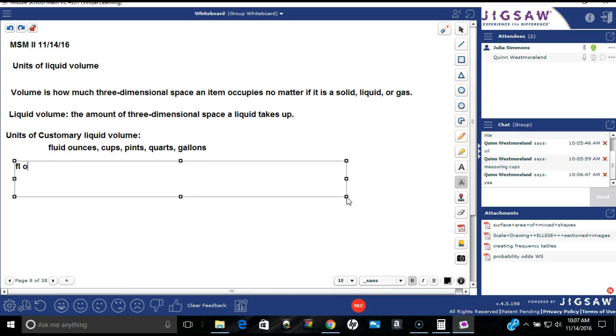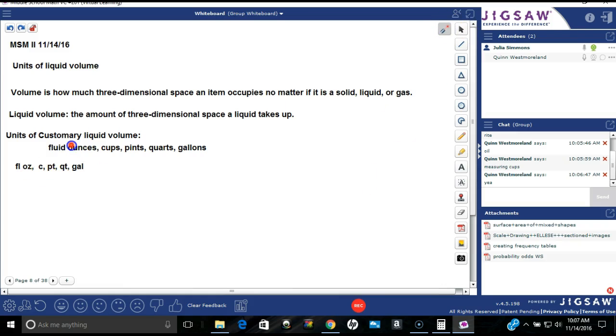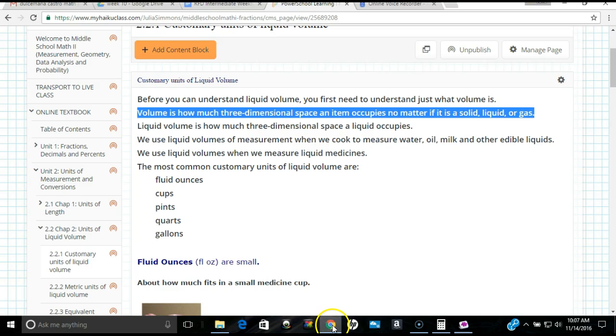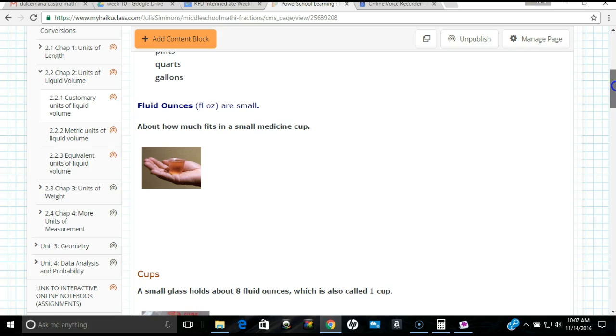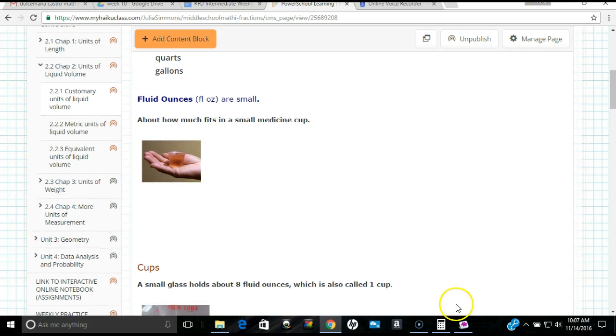And of course, the abbreviations are FLOZ, C, PT, QT, and GAL. Fluid ounce is FLOZ, cups is C, pints is PT, quarts is QT, and gallons is GAL. And so these are things that you're used to. These are things that you use every day if you're cooking, if you're trying to measure liquids in the kitchen. That is what you use.